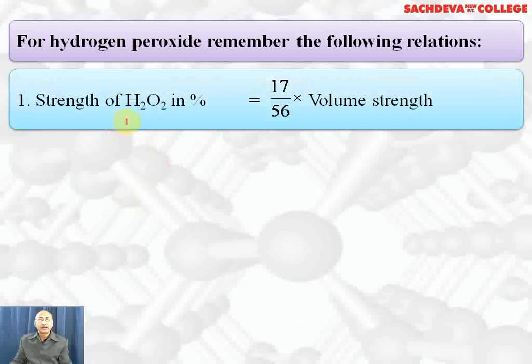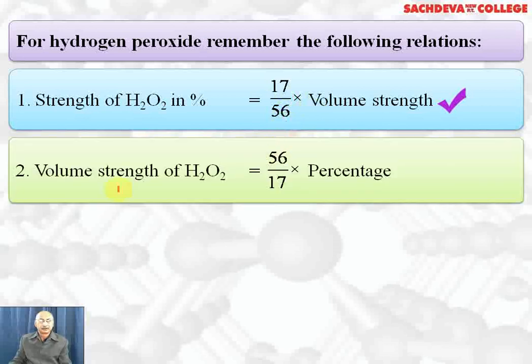If you want to find the strength of hydrogen peroxide in percentage, it is 17 by 56 into volume strength. Suppose it is 10 volume, so it will be 170 by 56, that is 3.03%. Volume strength can be found out by multiplying percentage by 56 by 17. If I take 3.03, we will get volume as 10 volume.